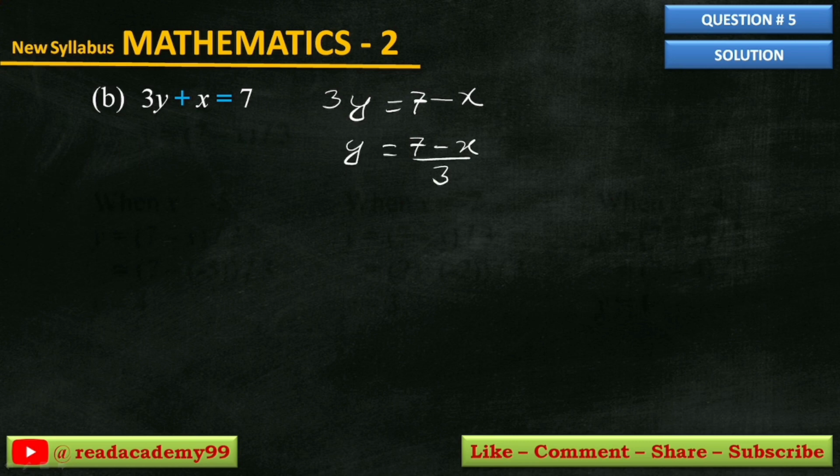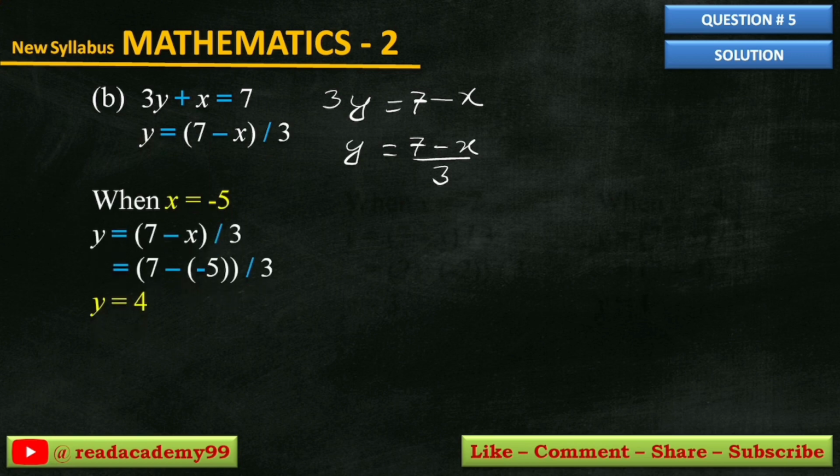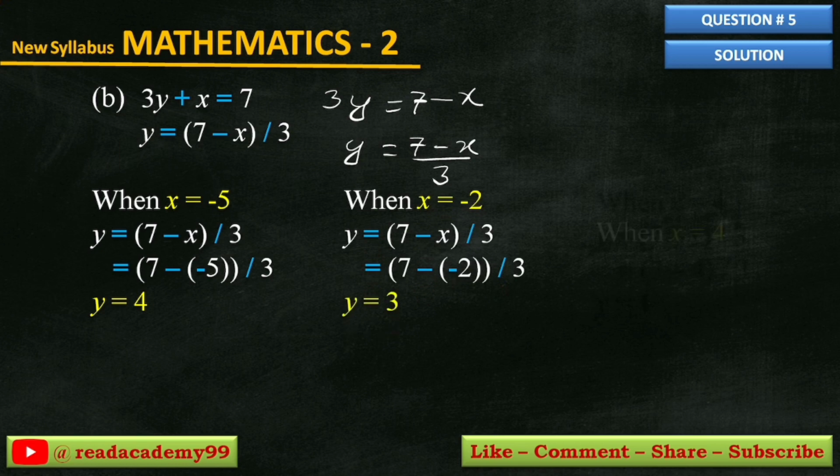Now let us find the coordinates using this equation. When x equals minus 5, y equals 4. When x equals minus 2, y equals 3. When x equals 4, y equals 1.